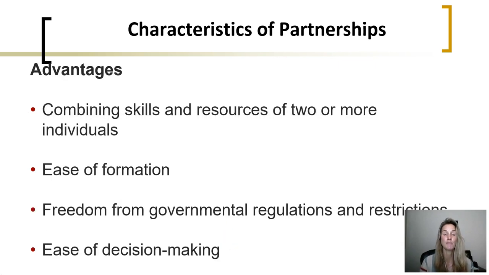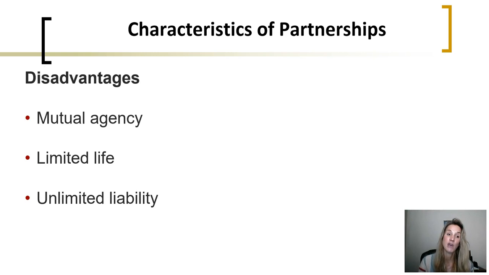The advantages of a partnership is that you're combining the skills and resources of two or more people. It's very easy to form a partnership. There's a lot of freedom from governmental regulations and restrictions, and decision making is quite easy. The disadvantages is mutual agency. In other words, the act of one partner holds the other partners accountable. Also that there is a limited life, so the death or change of a partner ceases the partnership. And unlimited liability. That means debt of the business can be taken out of the personal assets of the owners.